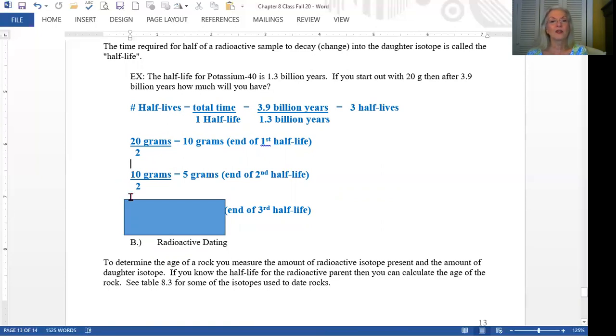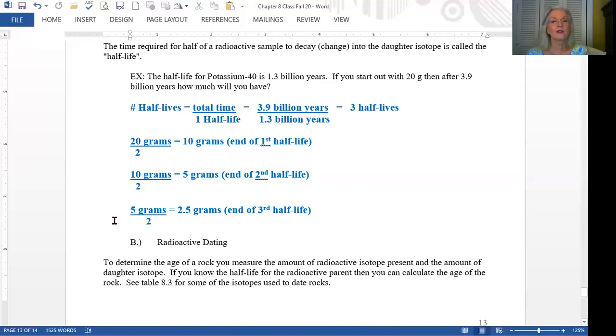We are almost there. One more half-life to go. So take our 5 grams, divide it by 2, and we have 2.5 grams. So you'll have 2.5 grams at the end of the third half-life. What happens to the other 17.5 grams? Well, it's turned into other isotopes. That's what radioactive decay will do. It gives off energy and it turns into other isotopes.